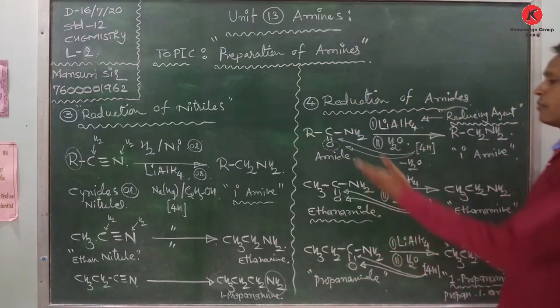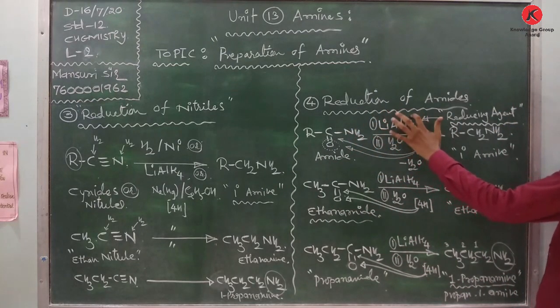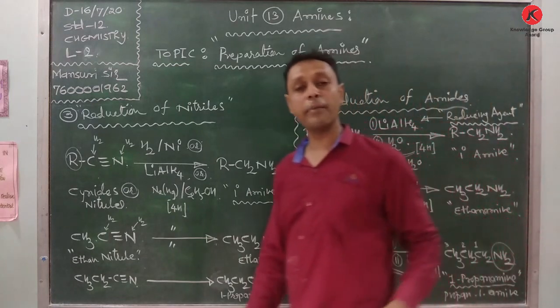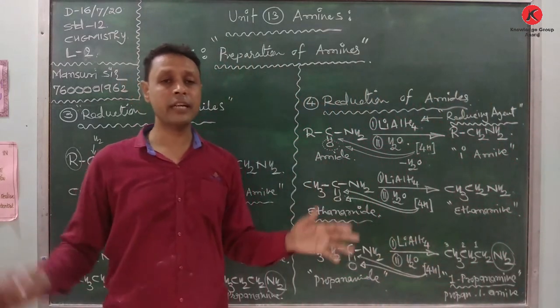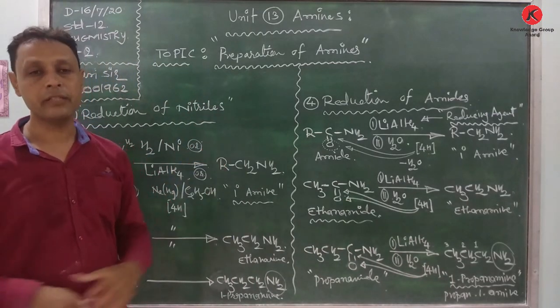And here, whenever amide is taken with lithium aluminum hydride, which is a strong and highly reducing agent, primary amine is formed. So we can say that both these reactions are used for making primary amines. Okay.